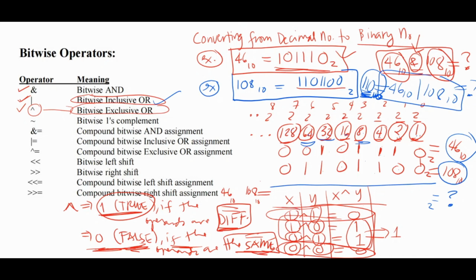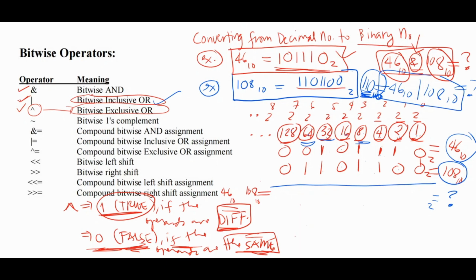So this is the same, 0 and 0. And these two lines here have different operands. This is 1, 0, and this is 0, 1. So the operands are different. So the result of the bitwise exclusive OR is true for these two lines.